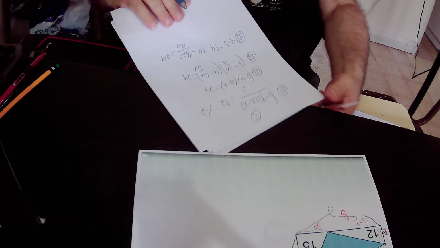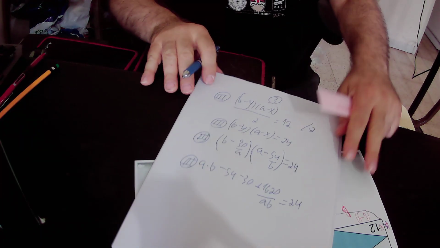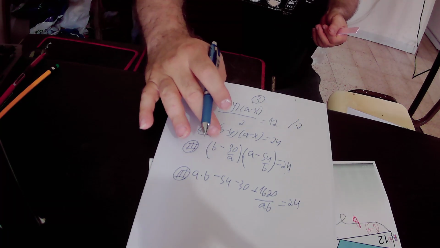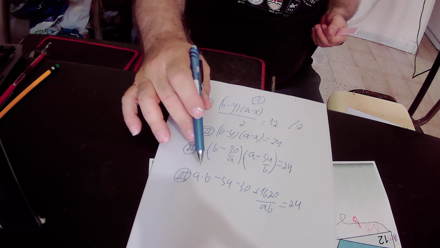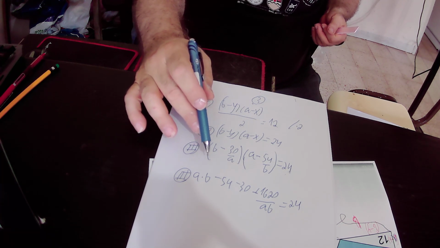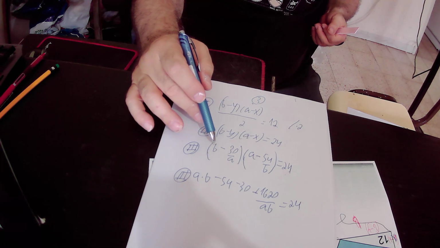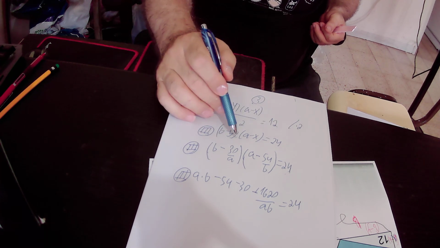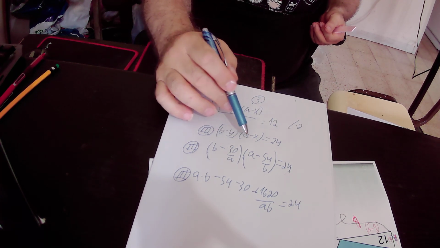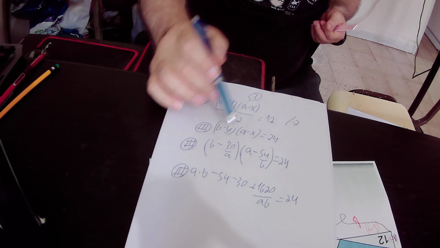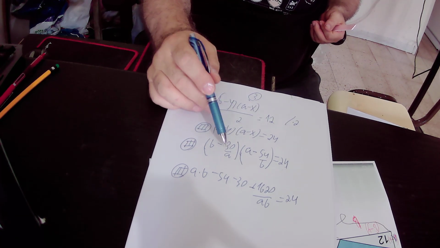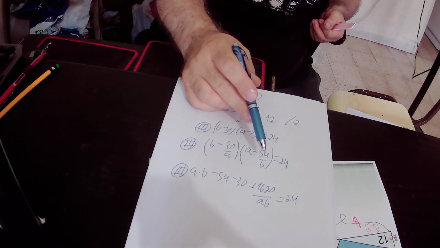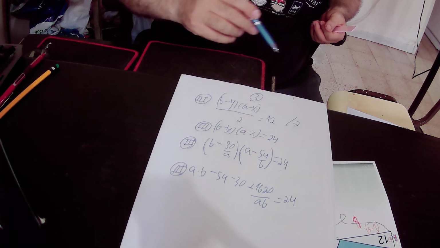I will repeat again. We open the brackets, so b times a is AB or BA, it is the same. B times negative 54 over b is negative 54, negative 30 over a times a is negative 30, and negative 30 over A times negative 54 over B equals positive 1620 over AB.